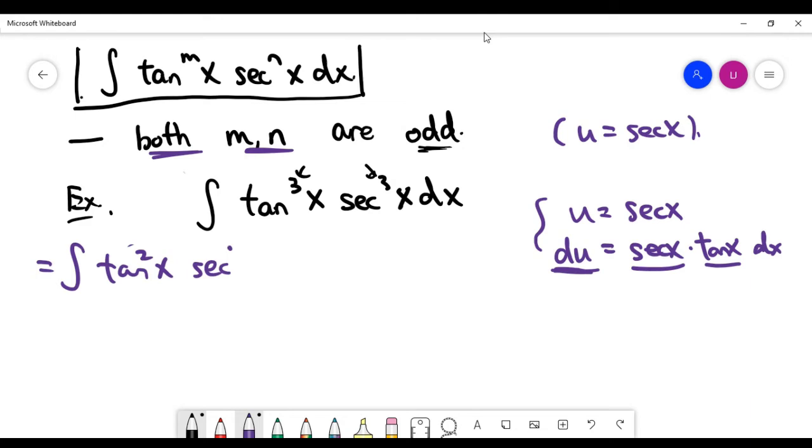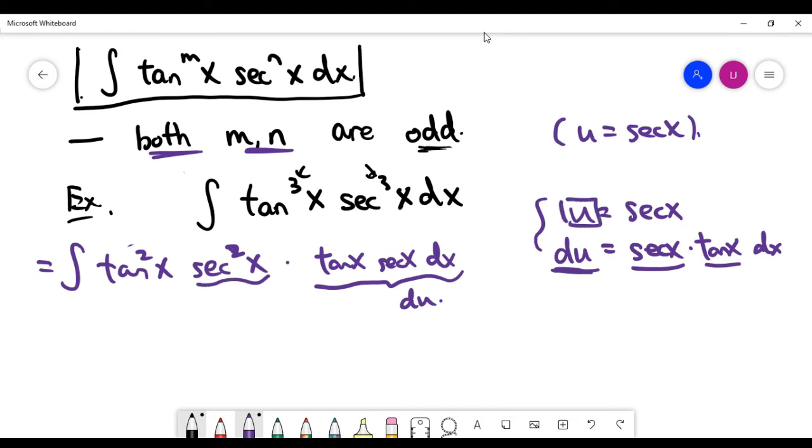So both secant x and tangent x have one copy taken out. Tangent x secant x times dx, because one copy of tangent x and one copy of secant x are absorbed by du, right? So now, as a u substitution problem, you have to convert all the variables into u. Secant square x is clear because u is itself secant x. So secant square x is u square. How about tangent square x?